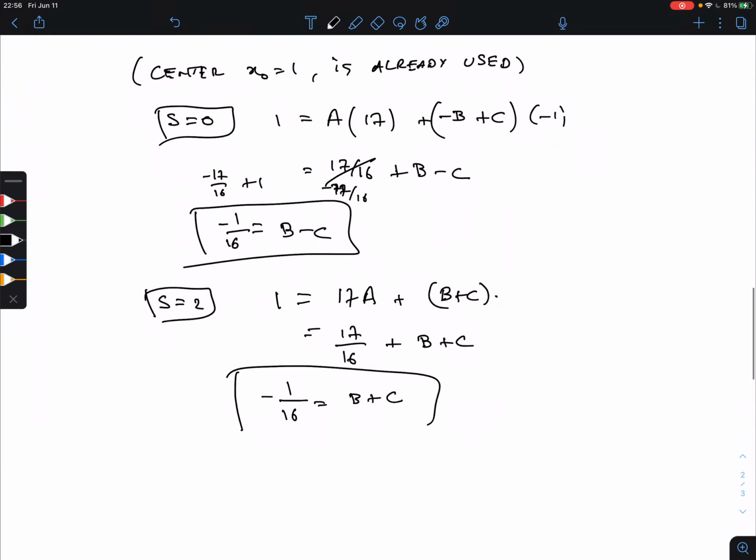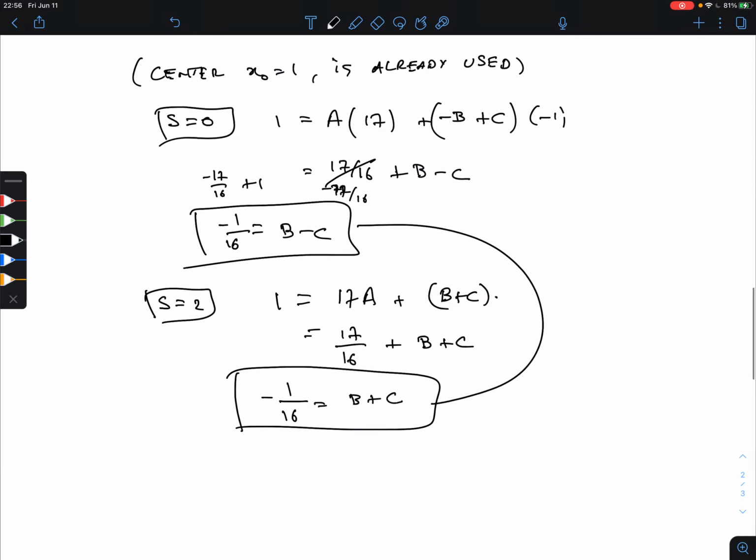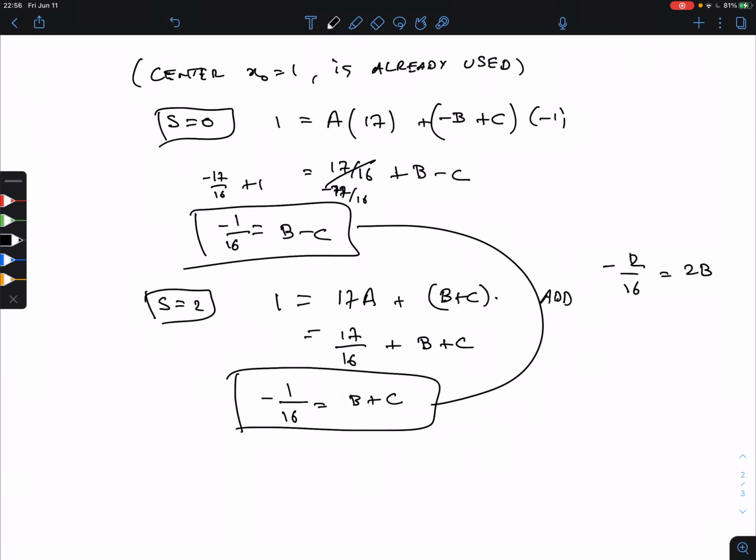So we have these two equations, we can add them, so the c's will cancel. I get minus 1 over 16 plus minus 1 over 16, that is minus 1 over 8, minus 2 times 1 over 16 if you want, equals 2b, so b equals minus 1 over 16.